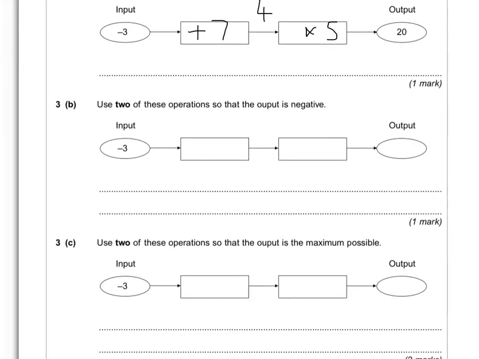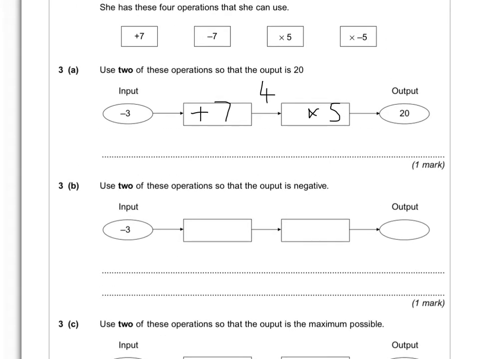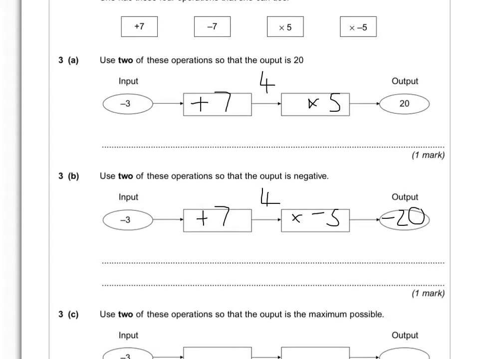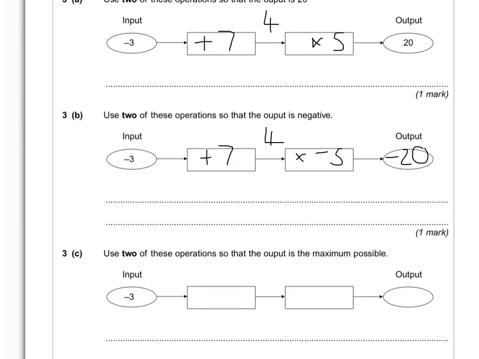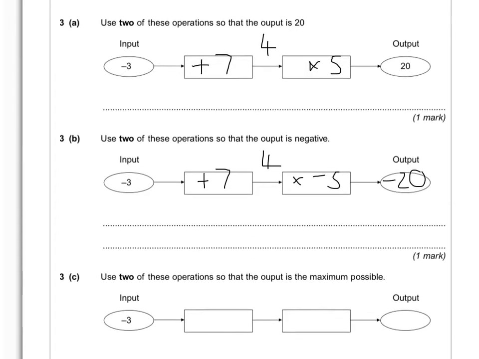Part B, there is lots of different ways to get the answer. So you want to get a negative as an answer. So we could, let's see, turn it into a positive by adding 7 again to make it 4. And then to get a negative answer, we could either take 7 to make it minus 3, or times it by negative 5 to make it negative 20. So there's actually lots of answers that work for part B, and it's about just checking that yours is a correct one.